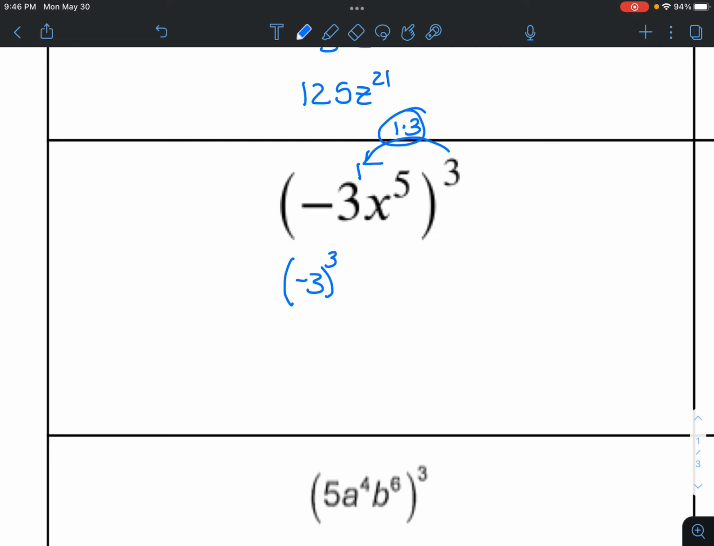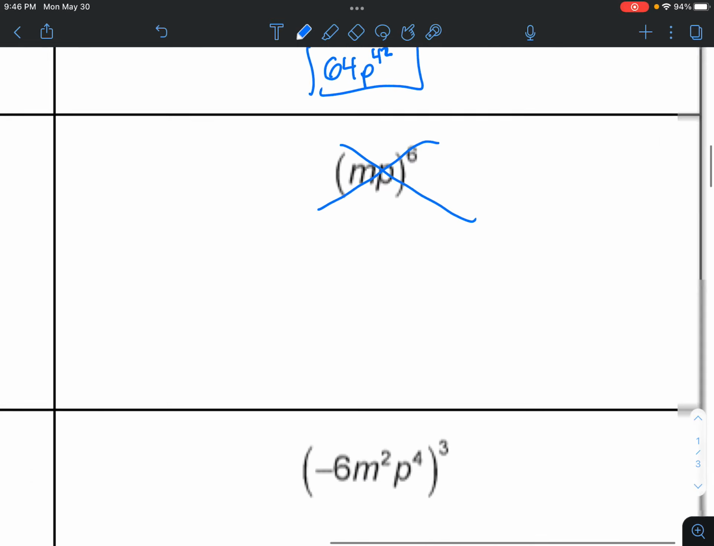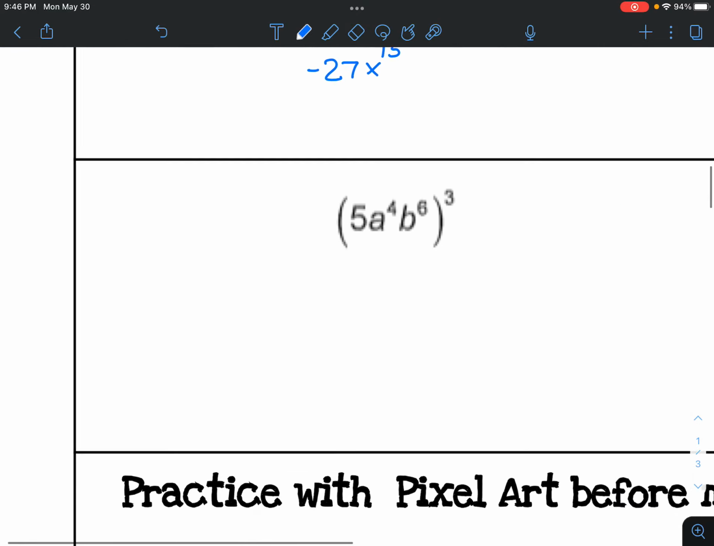1 times 3 is 3, but since the exponent of 3 wasn't on the original -3, we have to keep the -3 inside of parentheses. 3 times 5 is 15, so we have x to the 15th. If you want to simplify -3 to the third, you absolutely can, but you don't have to. It would be -27 x to the 15th. That one's a repeat. Slide down.